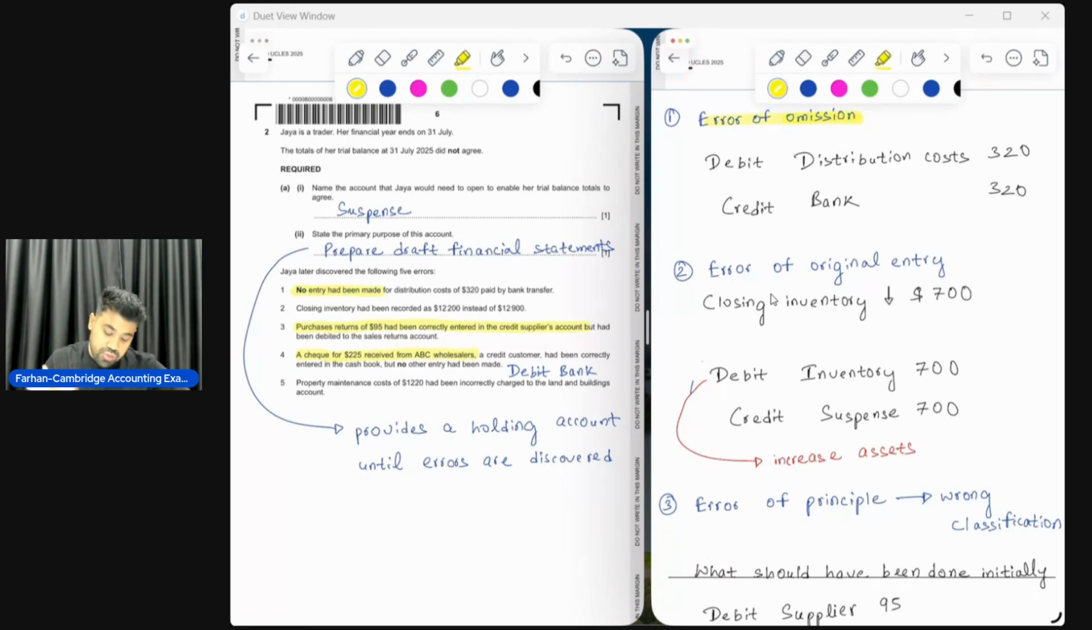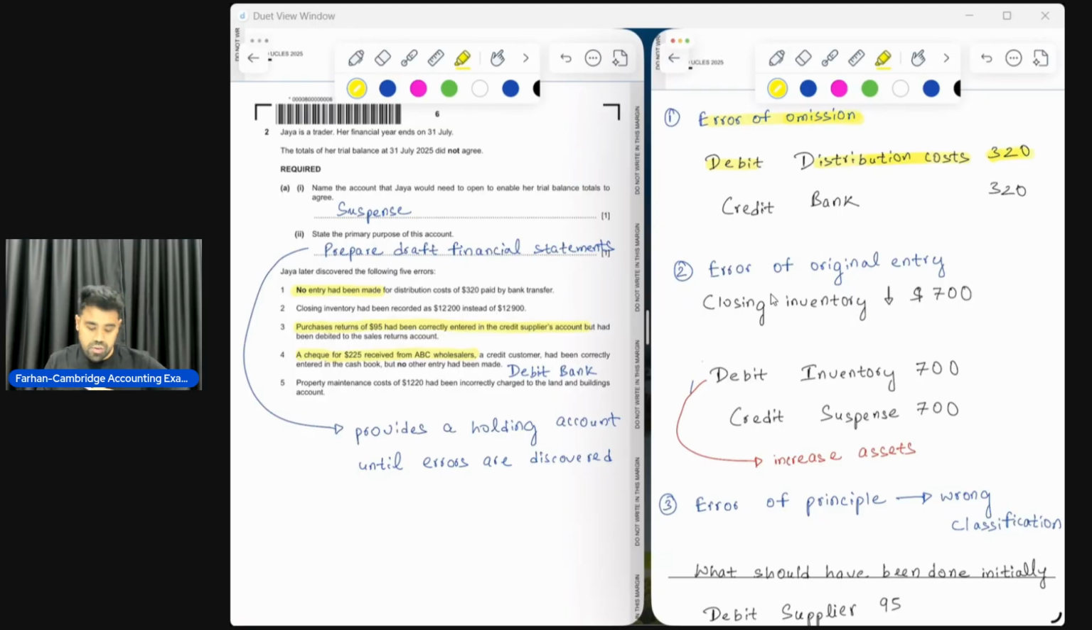Now, we understand distribution costs of $320 is an expense that we have incurred. So if we want to correct this error now, we have to increase our expenses. All expenses by default must be debited, which means when you increase them, you must debit them. Therefore, we are debiting the distribution costs to reflect the fact that expenses are increasing by $320.